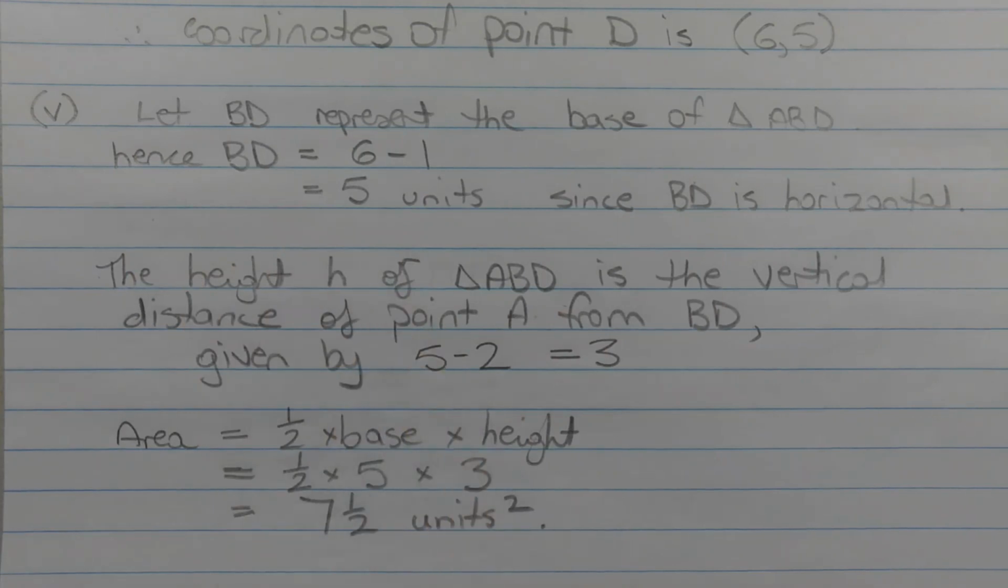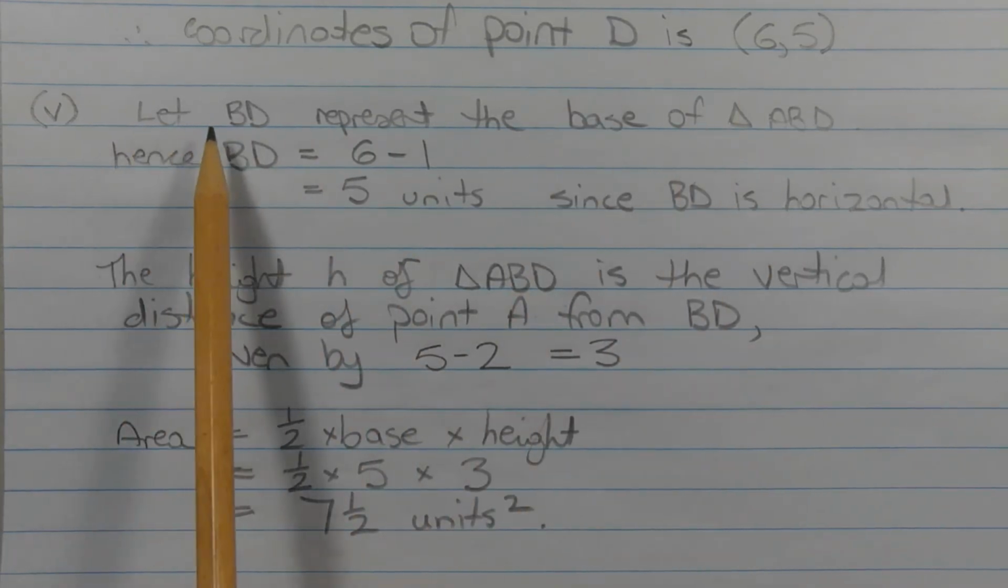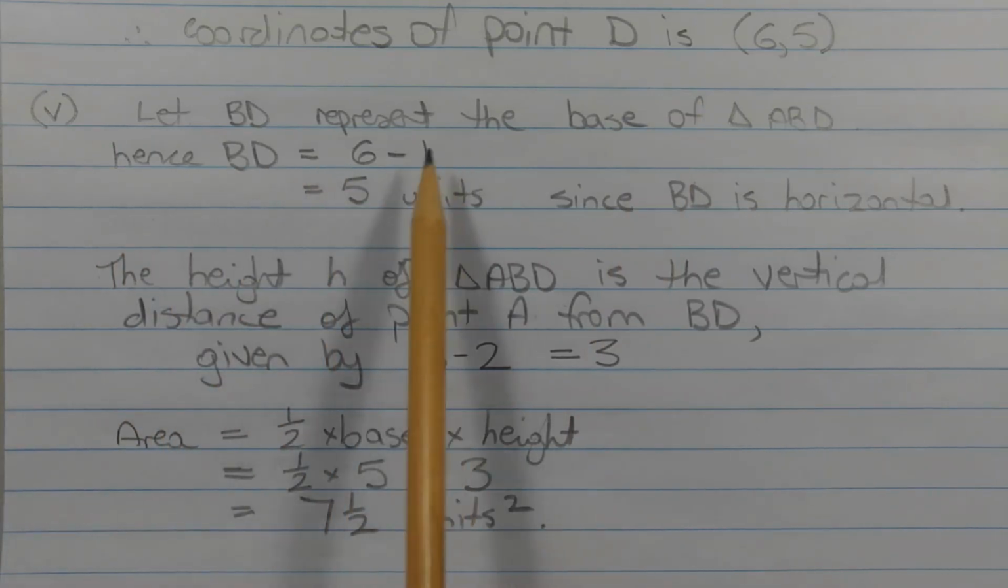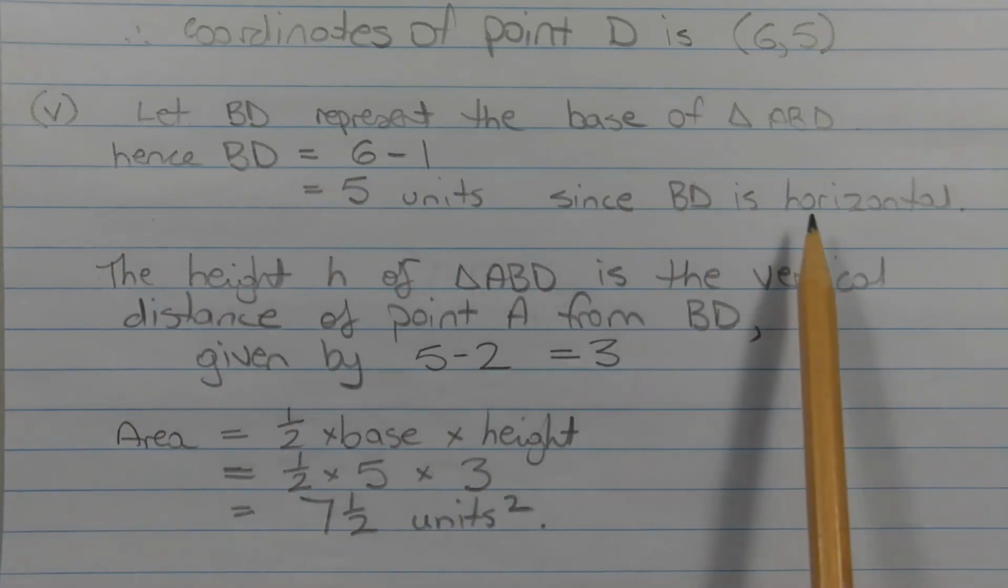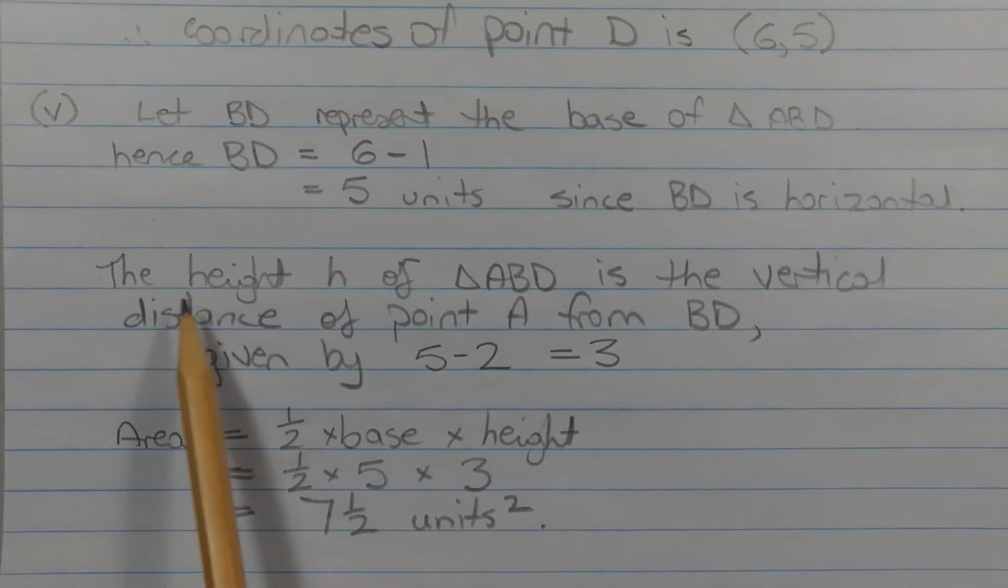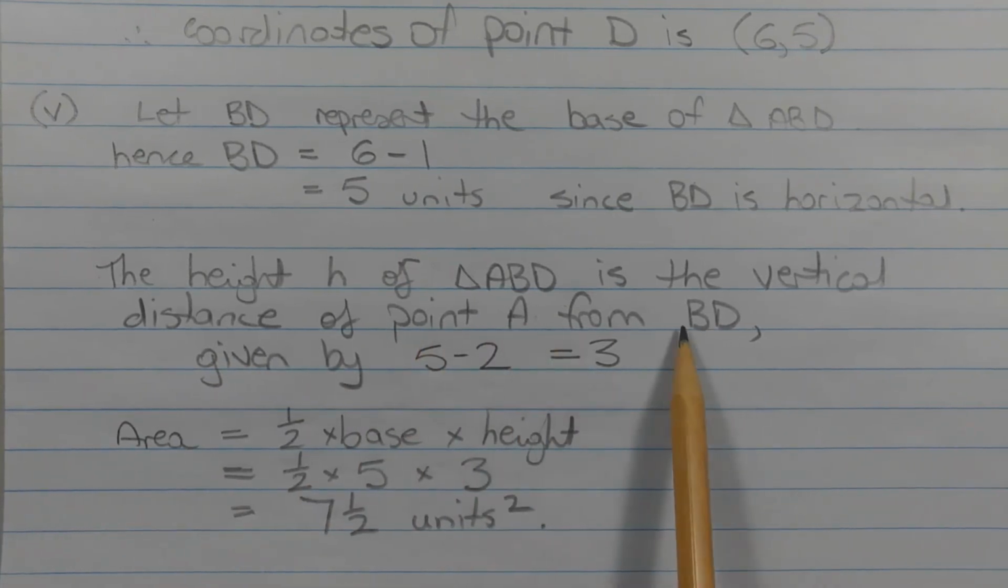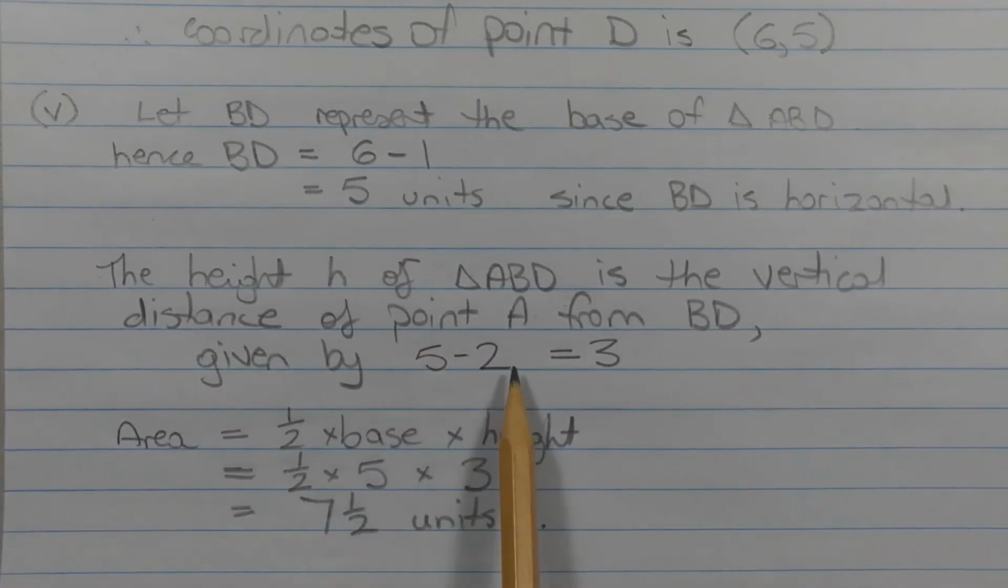So to show the working out, I'll just go through it quickly. Let BD represent the base of triangle ABD. Hence, BD is equal to 6 minus 1, which equals 5 units, since BD is horizontal. The height h of triangle ABD is the vertical distance of point A from interval BD, given by 5 minus 2, which equals 3. And the area of a triangle is given by the formula half times the base times the height. And in this case, the base is 5 and the height is 3. So area is equal to half times 5 times 3, which equals 7.5 square units.